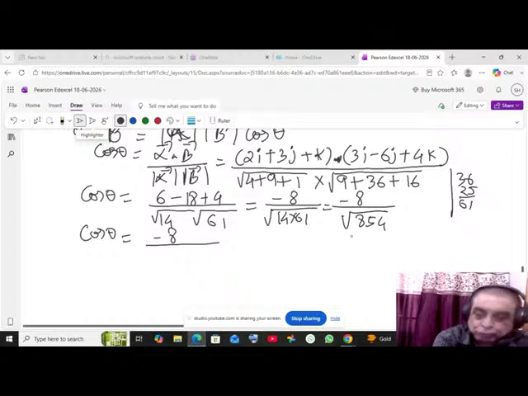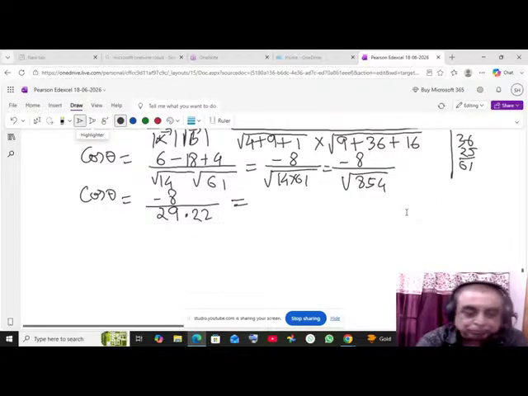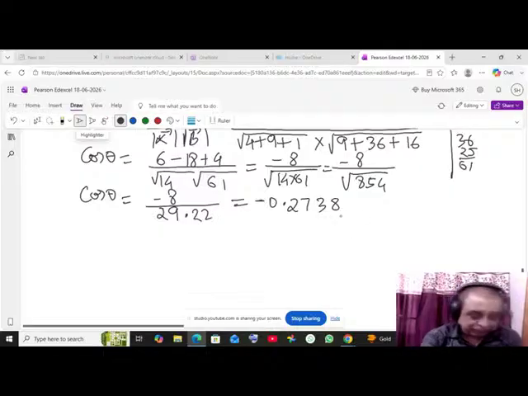So that comes to 854. The square root value is 29.22, correct to the second place. Now you divide here: minus 8 divided by 29.22. So this comes to minus 0.2738, rounded up to the fourth place of decimal.